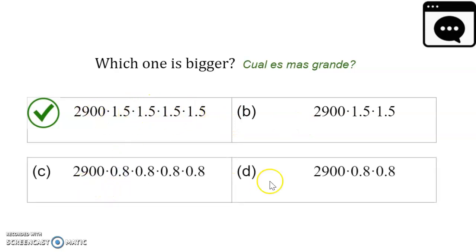What about this? Which is the bigger number? Okay, you're multiplying the same number, 2,900, but here you're multiplying by 0.8 4 times, and 0.8 just 2 times. Remember, we said that if you multiply by a number smaller than 1, then the number is going to get smaller. And so it's going to get smaller, smaller, smaller still, and then smaller still. It's going to get smaller sequentially, a lot more with C than D. So D is going to be our bigger number.